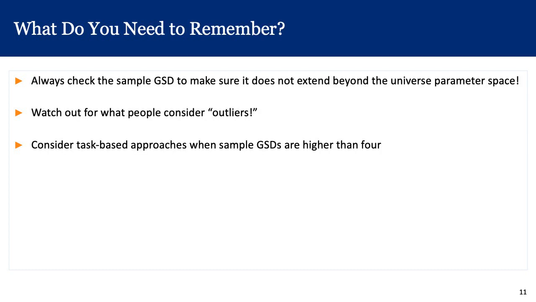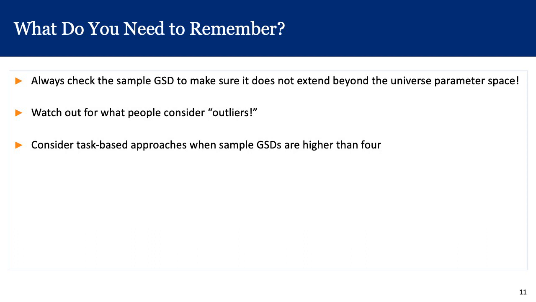Like I said, always check the sample GSD to make sure it does not extend beyond the universe parameter space. And watch out for what people consider outliers. One of my messages is it's very easy to dismiss the data point 65 in our 3 data points as being an outlier, that's not something that normally happens. But in fact, it happened normally enough that it was 1 out of the 3 data points. And so we should not dismiss values that are high just because it doesn't match our expectations.